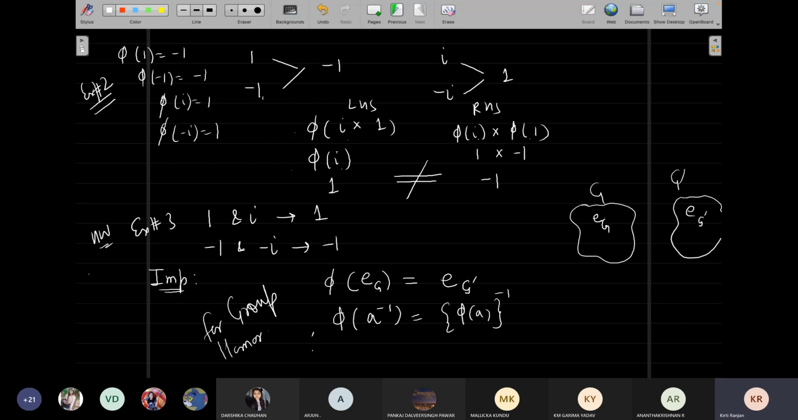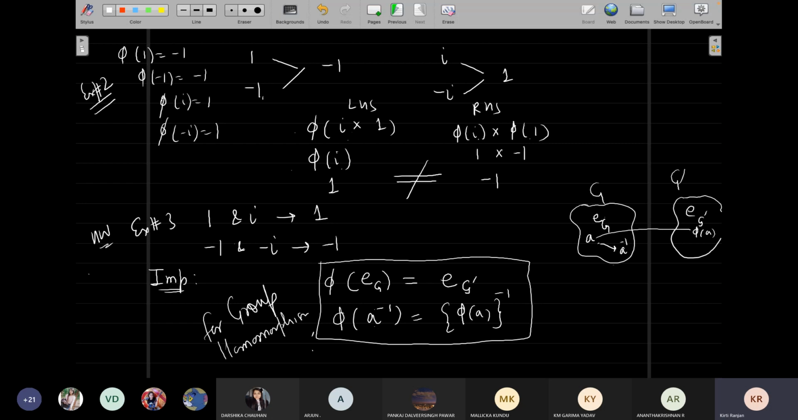Both of these properties can be proven, but I am not doing it. It is a very simple exercise. You can please check it. But these two are very important things which come out for group homomorphism. Identity element always maps onto the identity element of the other group. And if there exists A, and of course correspondingly its inverse, then if A maps to phi A, then A inverse will always map to the inverse of phi A, as if you have taken an inverse on the right hand side. So these two conditions will have to be satisfied.